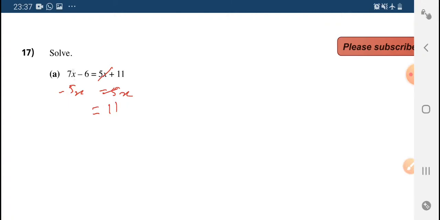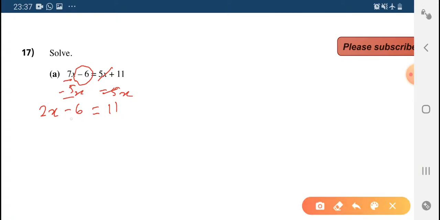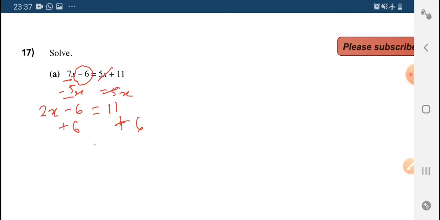On the left hand side, 7x take away the 5x is 2x, and this minus 6, we've done nothing to it, so we just copy it down. Now because we want the x on its own, we have to get rid of this minus 6. So how do you get rid of minus 6? We'll have to add 6 to this side. If we add 6 on this side, we'll have to add 6 on this side. So we have to add 6 to both sides, otherwise it will not balance.